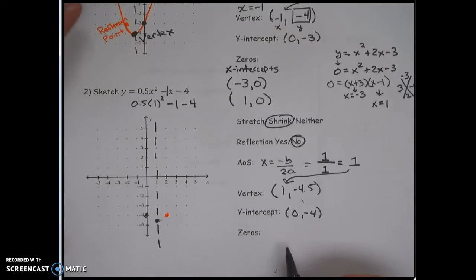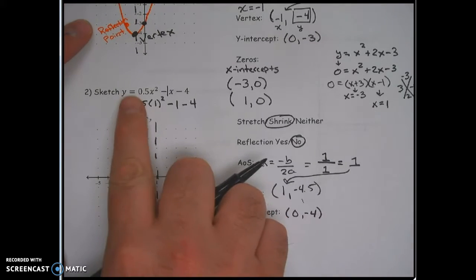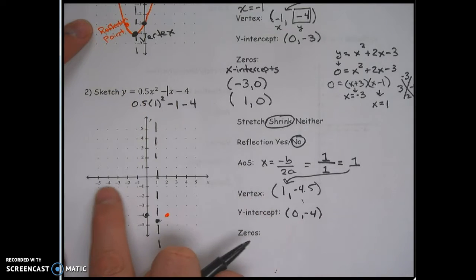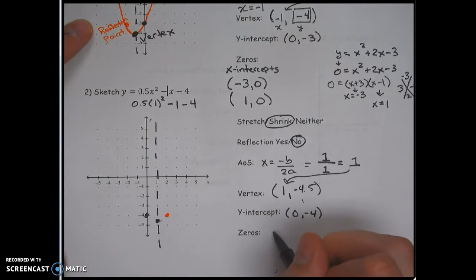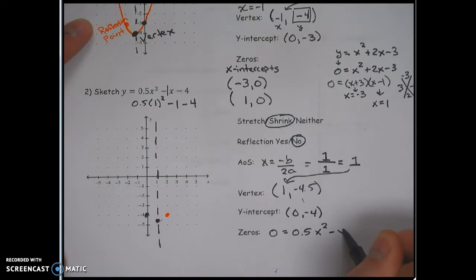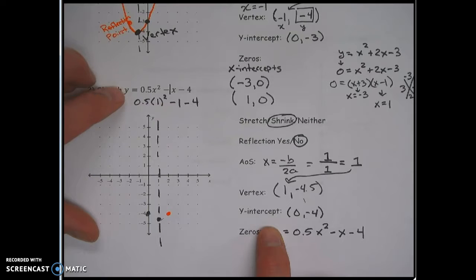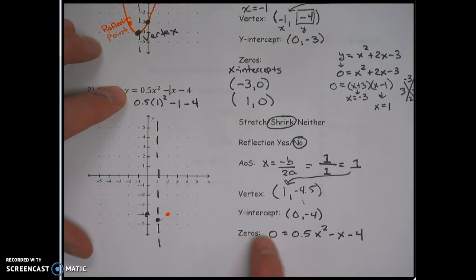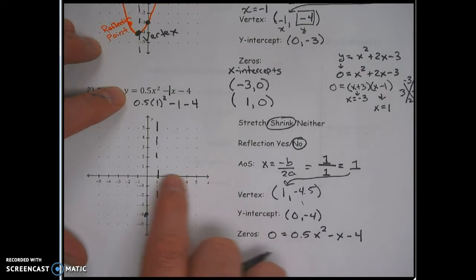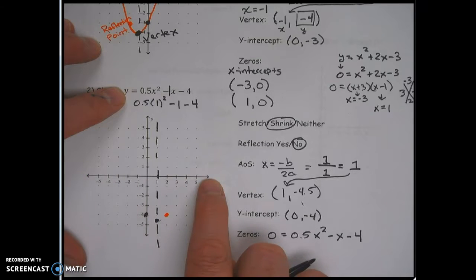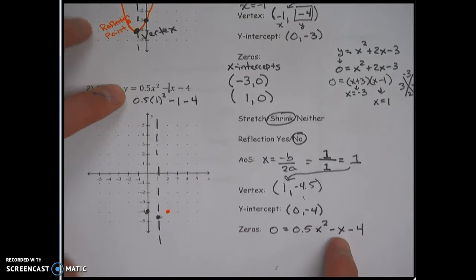To find our zeros, we're going to set our y value equal to 0, because that's where our x-intercepts are going to be. So I'm going to have 0 equals 0.5x squared minus x minus 4. Again, I just turn my y up here into a 0. X-intercepts are going to always have a y value of 0. We just have to find the x to make it true.